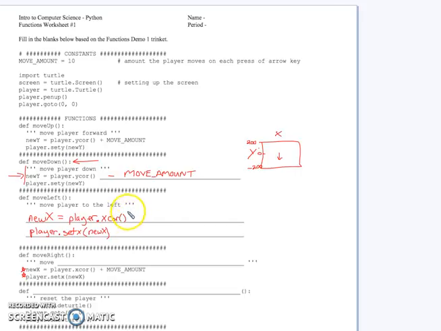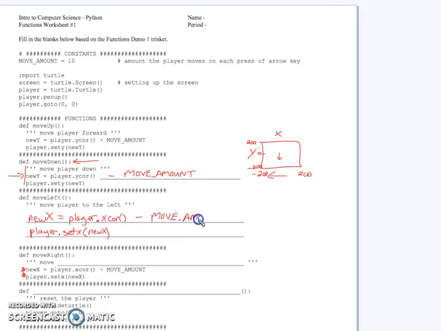Rocky, if we're moving to the left, and I'll give you a hint here, we're moving that way right there, that's left, and this is the x-axis. Are we going down in numbers or up in numbers along the number line? Are we getting more negative or more positive as we go to the left? Negative. Good. He said negative. Moving to the left is minus MOVE_AMOUNT. Very good. Thank you.